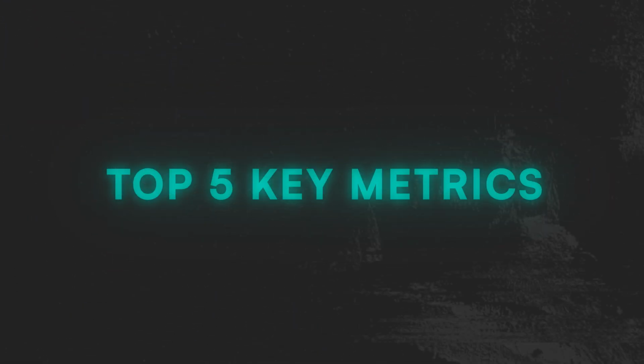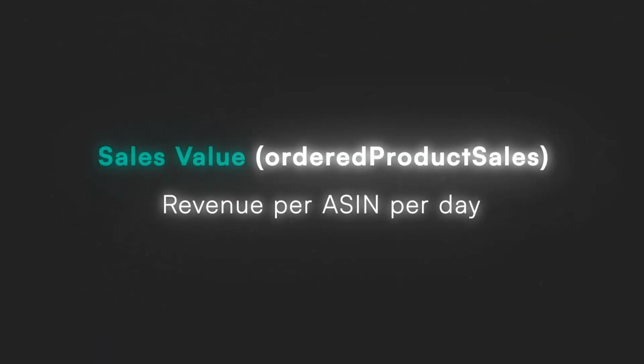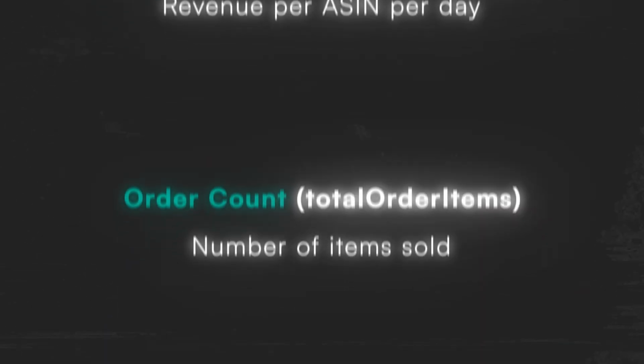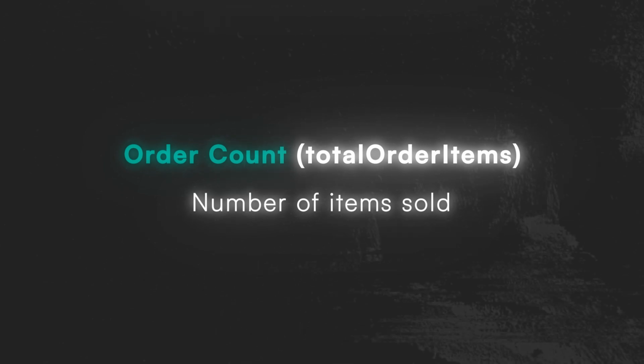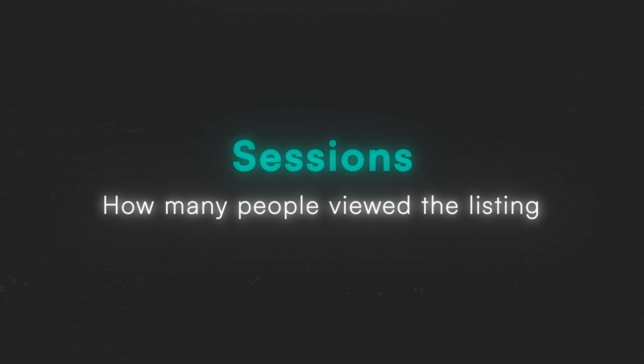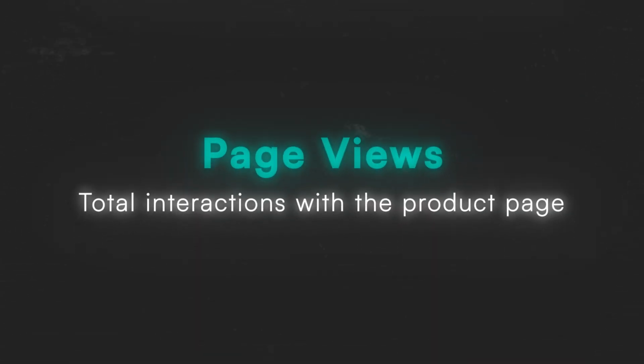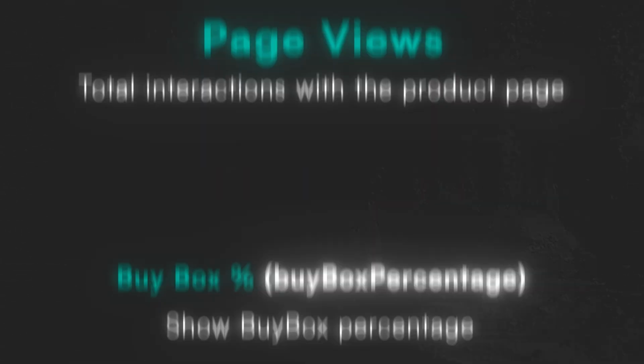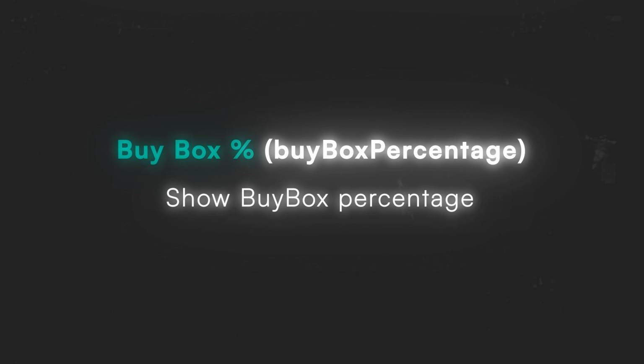When it comes to the most important ones, we have sales value, which is ordered product sales. This is the revenue per ASIN per day. Order count, which is total order items, meaning the number of items sold. Sessions, meaning how many people viewed the listing. Page views, so total interactions with the product page. And buy box percentage, which shows you what percentage of the buy box your ASIN had.